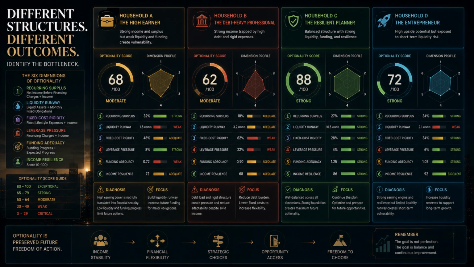Household D, the entrepreneur. Excellent surplus, excellent income resilience, weak liquidity. They'll get an optionality score of, say, 72. The diagnosis here, strong long-term potential, vulnerable to short-term shocks. The focus is to increase liquidity runway.